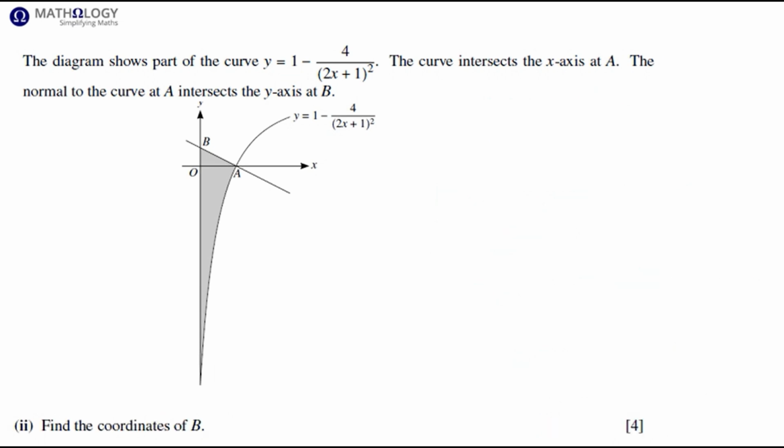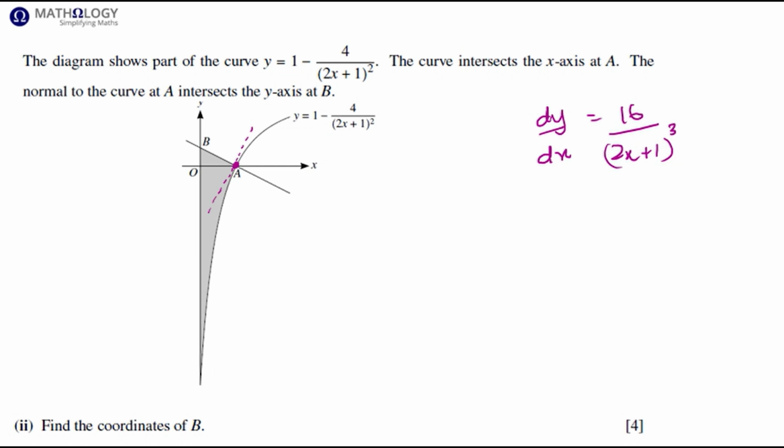Okay, next to find the coordinates of B, which is the y-intercept of the line AB, we're going to have to first find the equation of AB. Now AB is a normal to the curve. Now to get the equation of a normal, we are first going to need to find the gradient of that normal, and we get that from the gradient of the tangent. So if we have a tangent at A, we determine the gradient of that tangent from the derivative function of the curve y. So the derivative function dy dx is 16 over (2x plus 1) cubed.